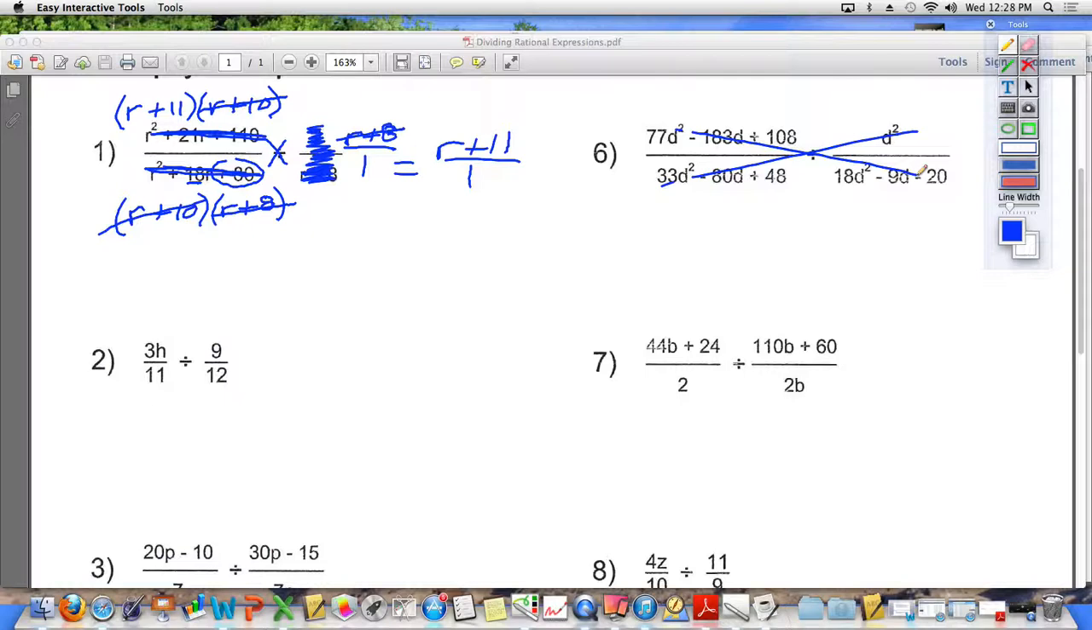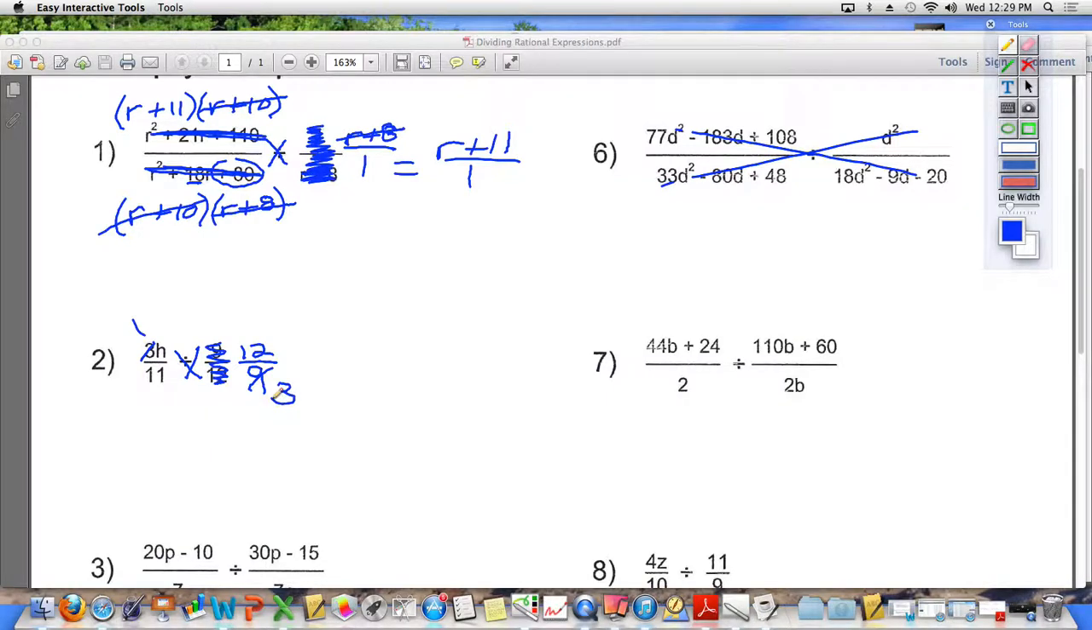All right, number 2. Change the divide to a times. Change the 9 twelfths to 12 ninths instead. It's a multiply problem now. If you can cancel anything out, cancel it out now. If not, multiply and then cancel out. Is there anything that I can cancel out right now? Well, I do have a 3h on the top and a 9 on the bottom. I could make the 3 a 1, make the 9 a 3.